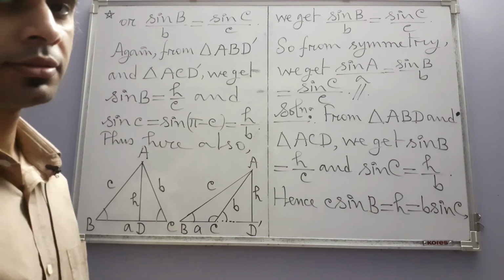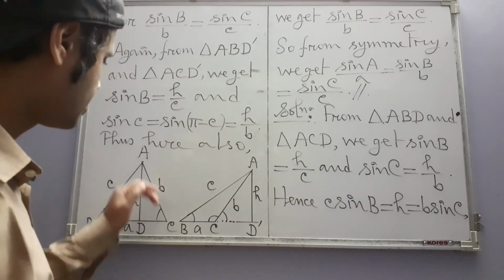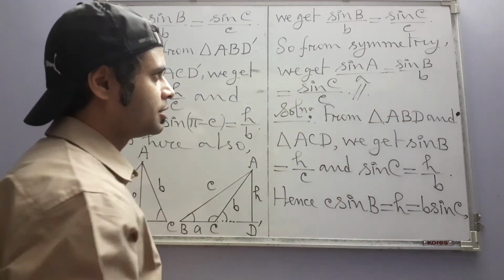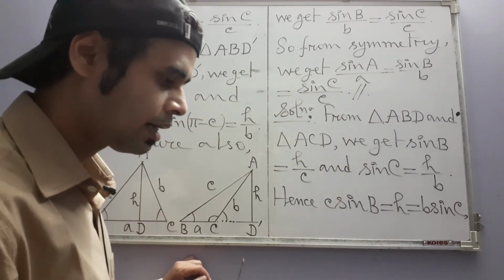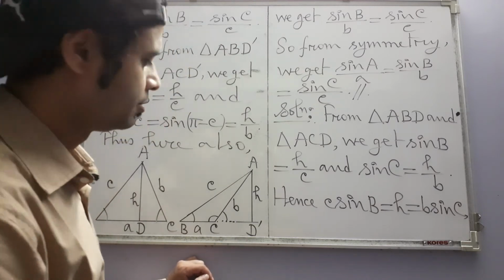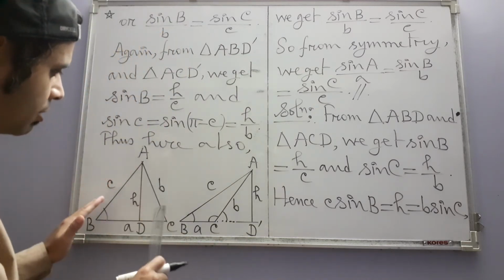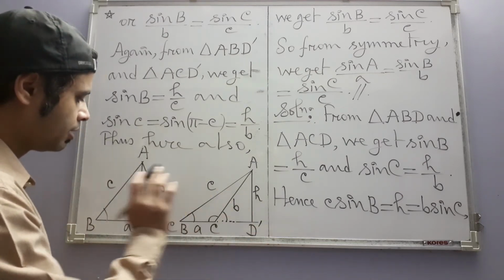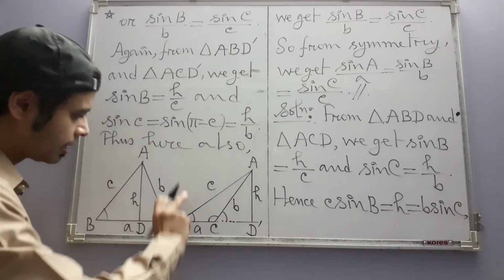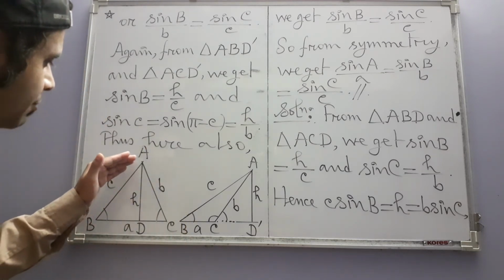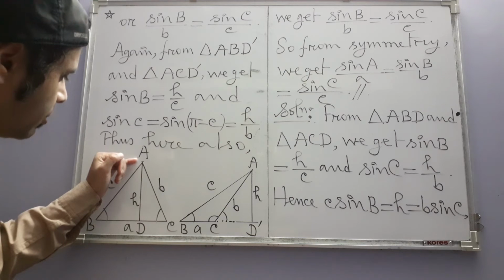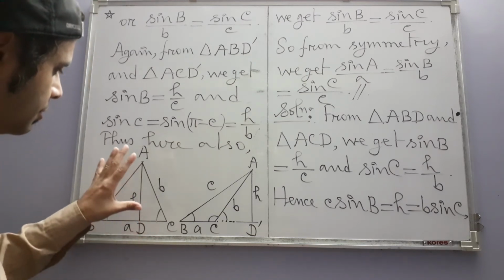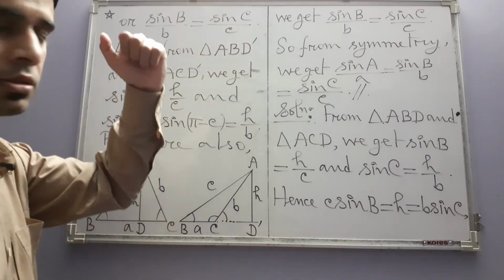But what is this? We haven't done anything with sine A, right? And what does this mean? So from symmetry, you should understand that something has happened here. Since this case is a little complicated, let's not think of it for now. You think of this acute angled case. The authors have drawn a perpendicular from A to the other side, and that gives us this.